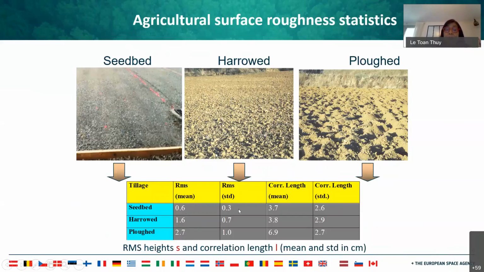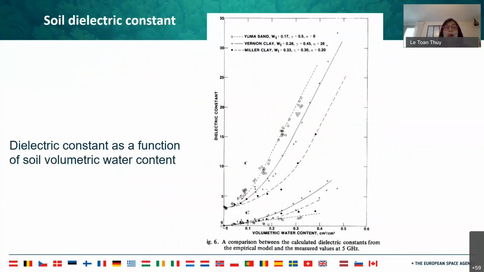And hopefully there are repeat measurements by many people. We found that using the same machine for agriculture, we have similar values of RMS height and correlation length. Now, soil dielectric constant.